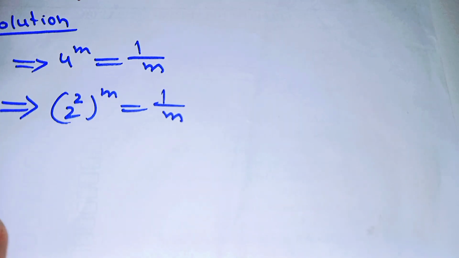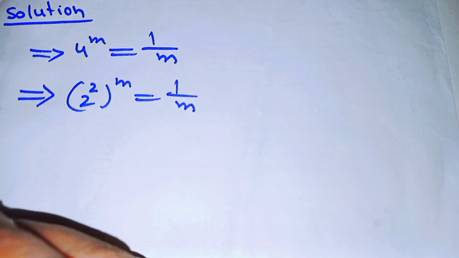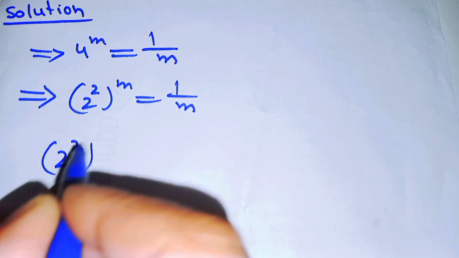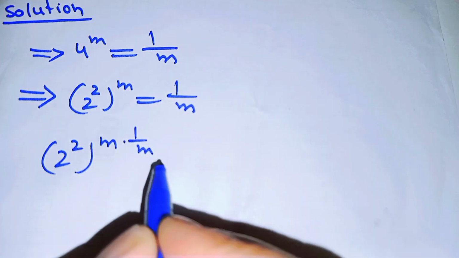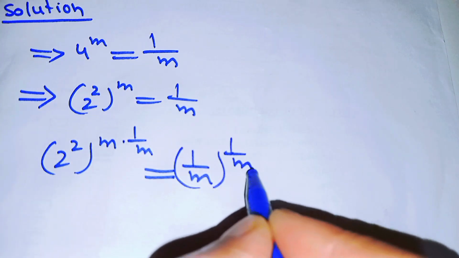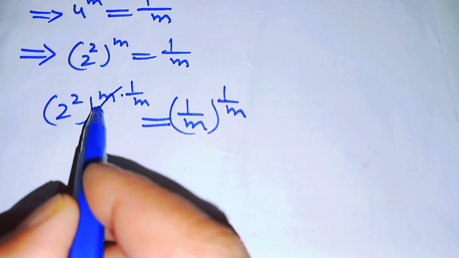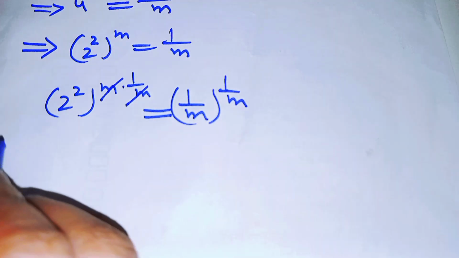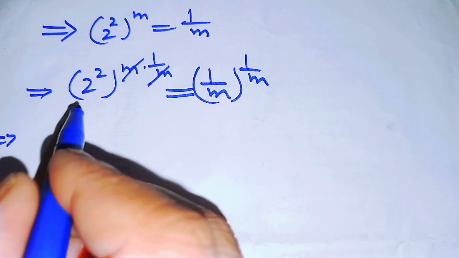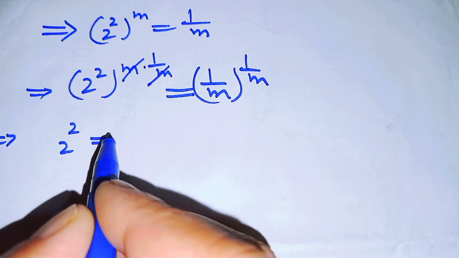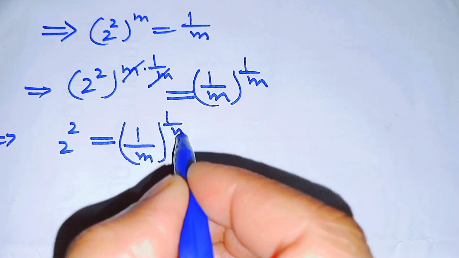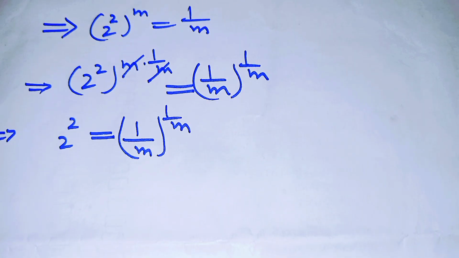Then we take the power 1 over m on both sides. So 2 squared to the power m, then to the power 1 over m, is equal to 1 over m, to the power 1 over m. The m cancels out the m, and what remains is 2 squared is equal to 1 over m, to the power of 1 over m.